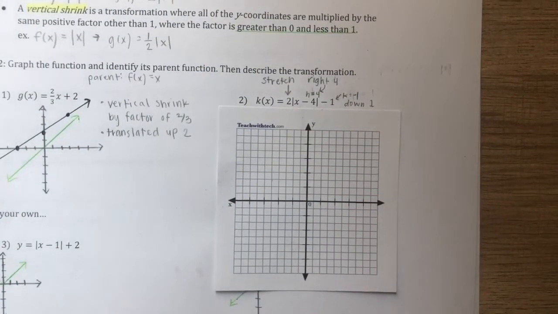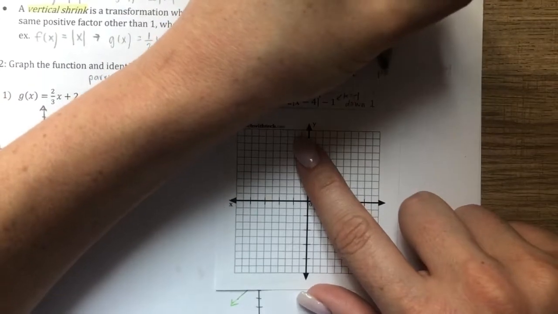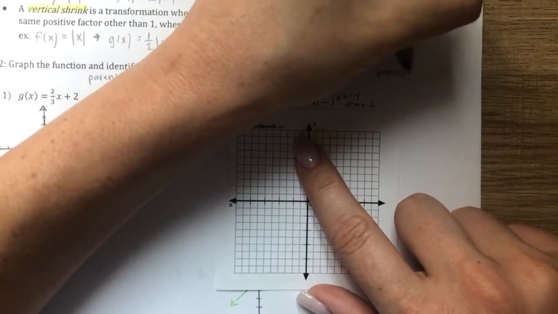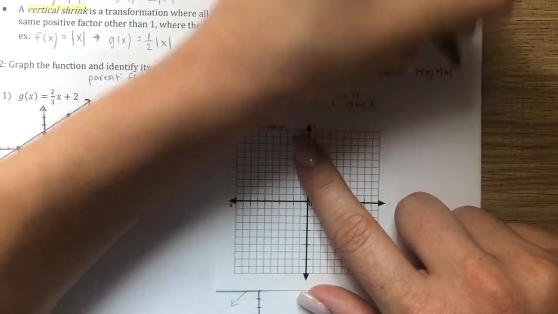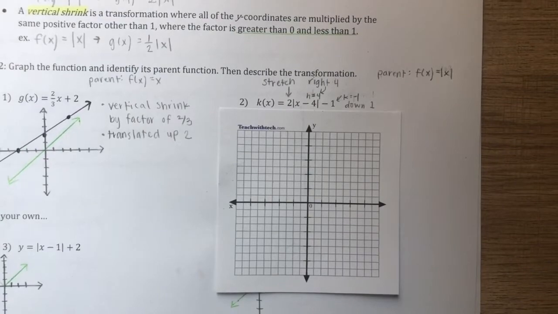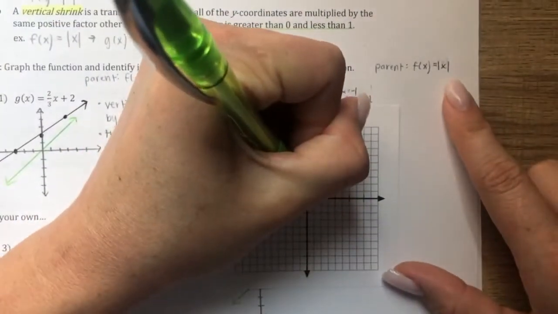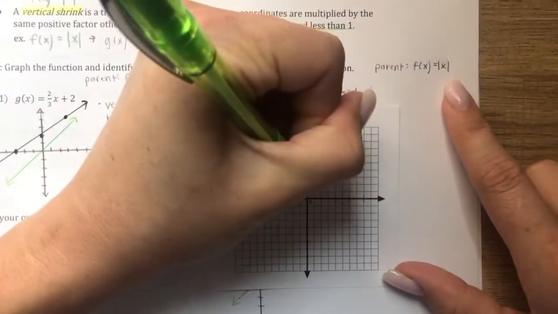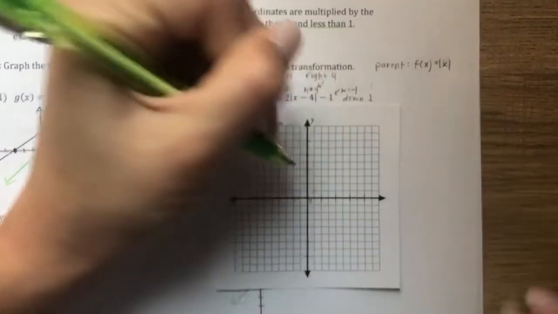And then before we graph this, our parent function, it's absolute value, so our parent function is f of x equals the absolute value of x. So I'm going to graph the parent function first in green. So remember, absolute value of x, it starts at 0, 0. You have a point at 1, 1, 2, 2, negative 1, 1, negative 2, 2.